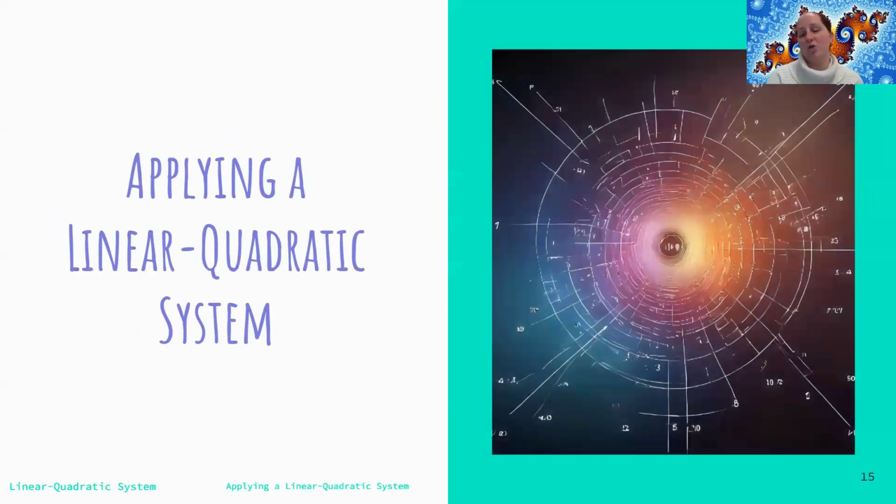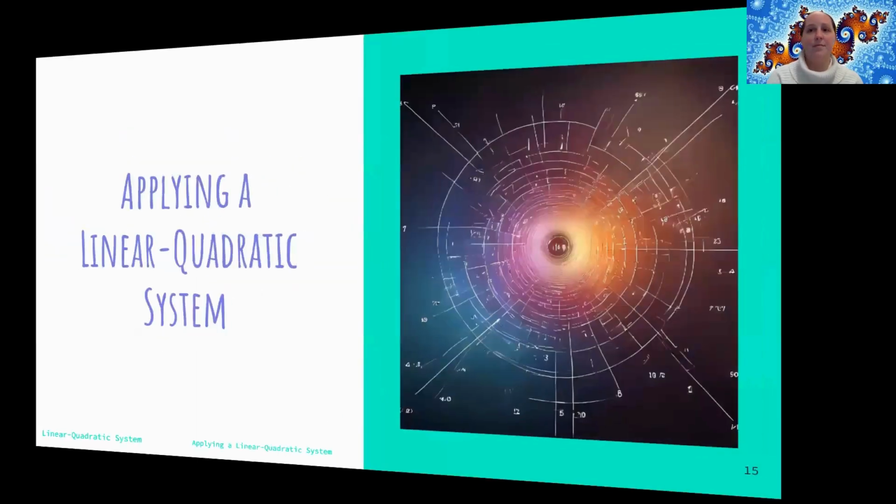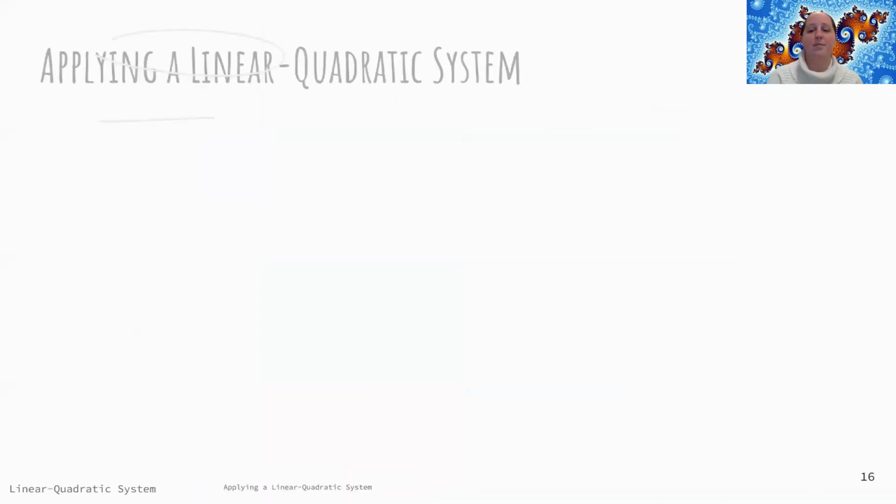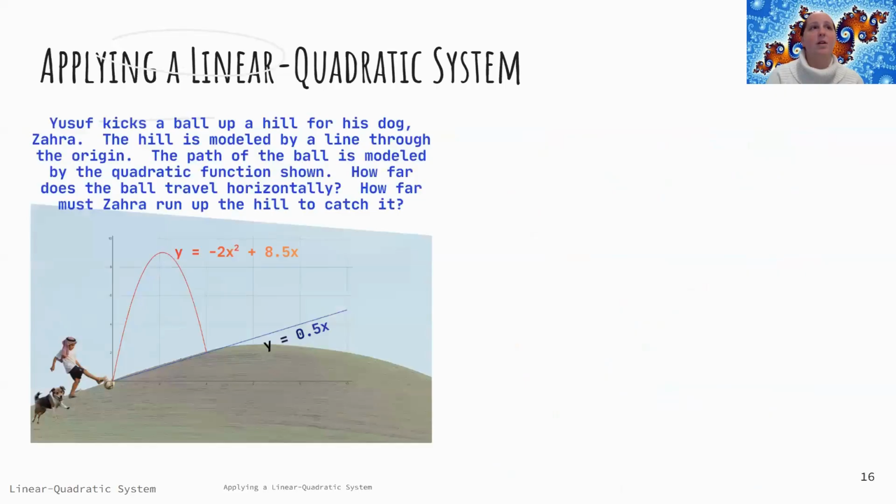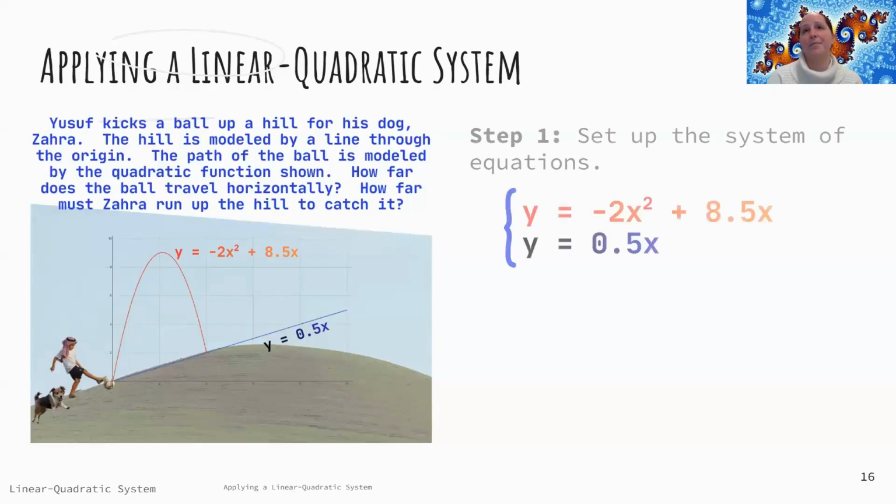Applying a linear quadratic system. Yusuf kicks a ball up a hill for his dog Zara. The hill is modeled by a line through the origin. The path of the ball is modeled by the quadratic function shown. How far does the ball travel horizontally? How far must Zara run up the hill to catch it?